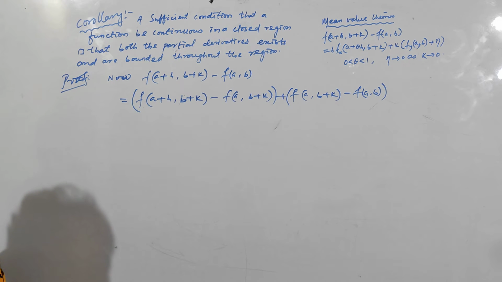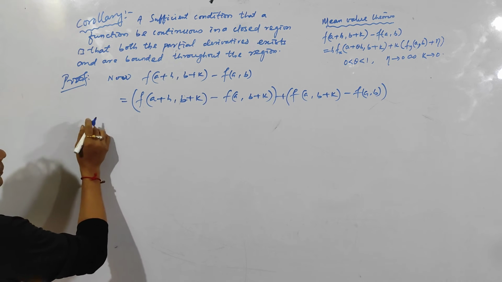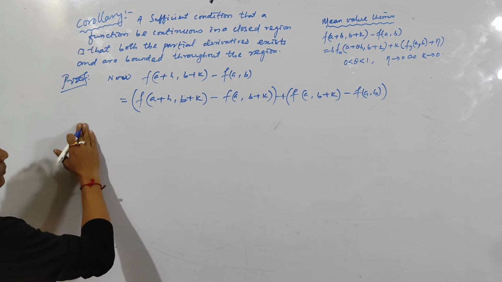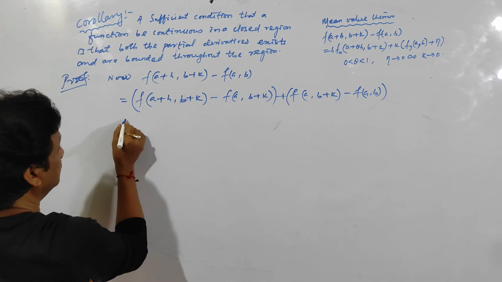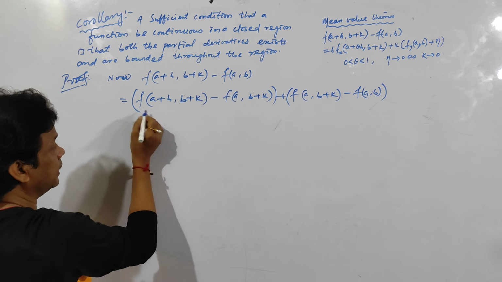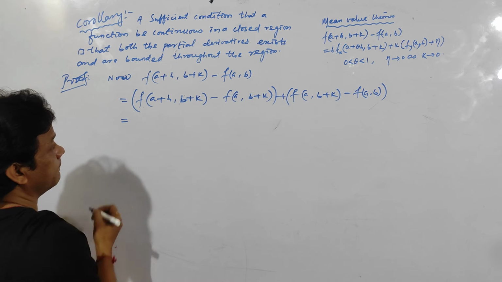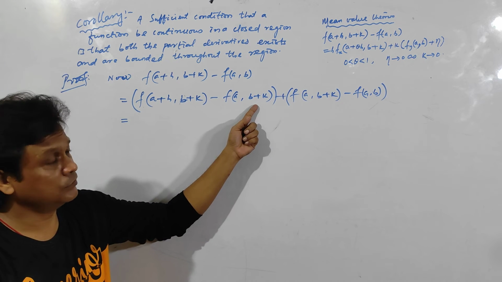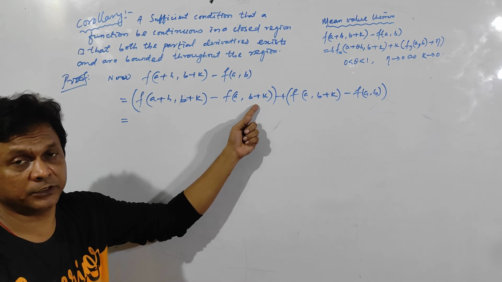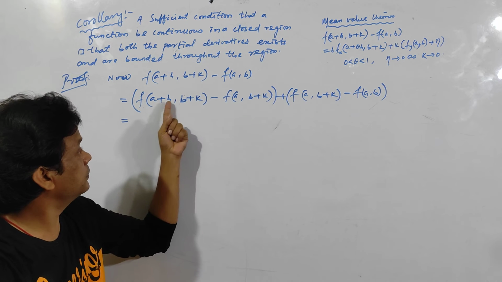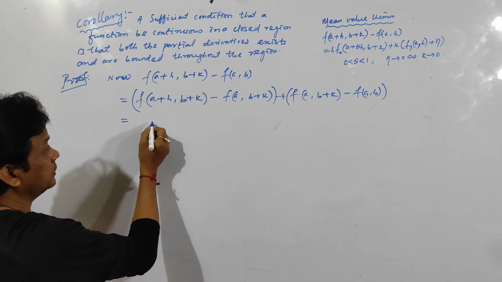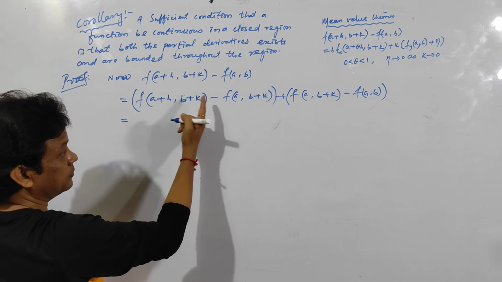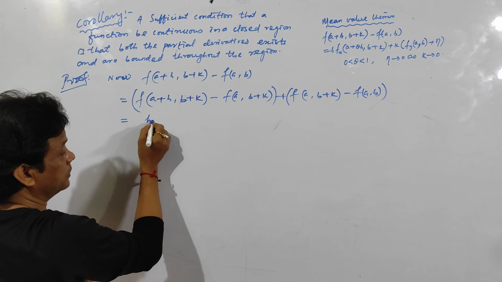Clear? Now, by Lagrange mean value theorem, this quantity will become how much? Here, y remains constant. So what is your formula? By Lagrange mean value theorem for a single variable, this minus this. A plus h minus a is equal to h.